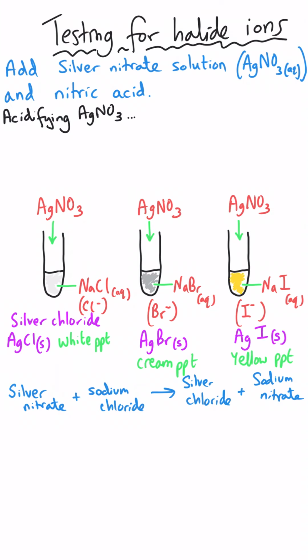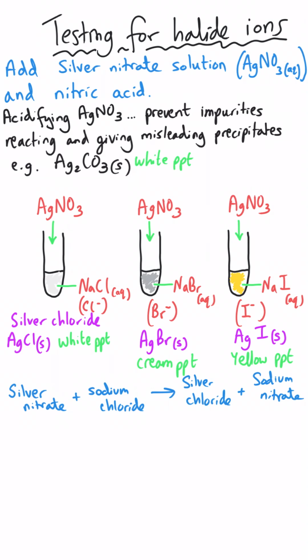The purpose of acidifying the silver nitrate is to prevent the formation of misleading precipitates, because carbonate ions, for instance, also react with silver to make white precipitates. So what the acid does is it reacts with the carbonate ions and uses them up, converting them into water and carbon dioxide, and stops the formation of that misleading white precipitate, which means that if you see a white precipitate being formed, you can be confident in your conclusion that chloride ions were present at the start of the reaction.